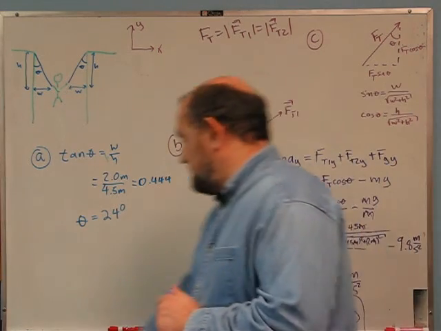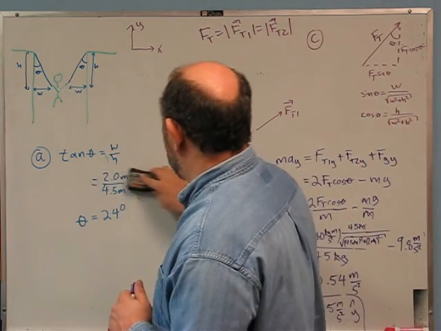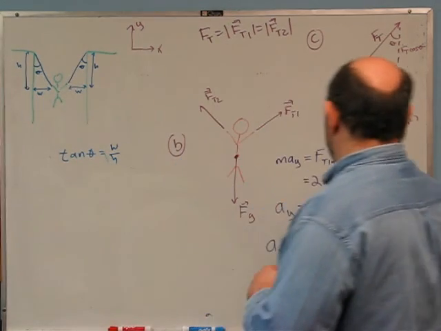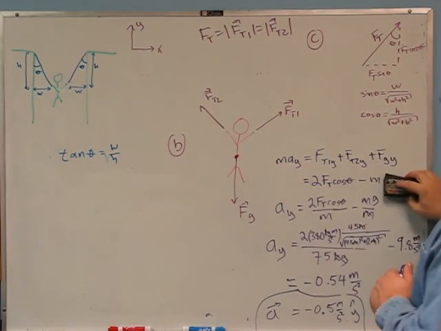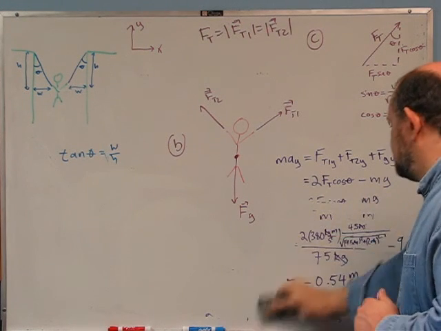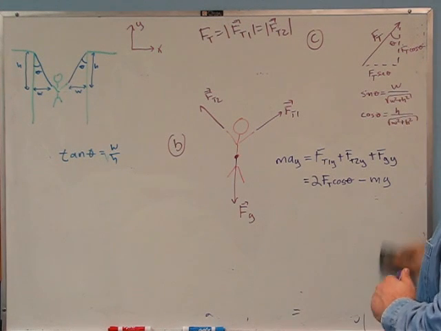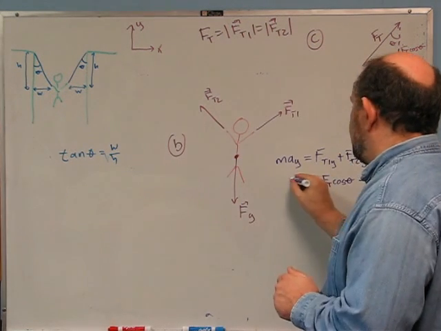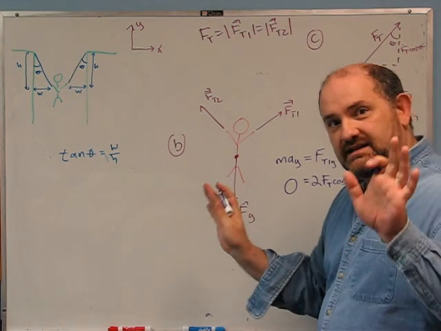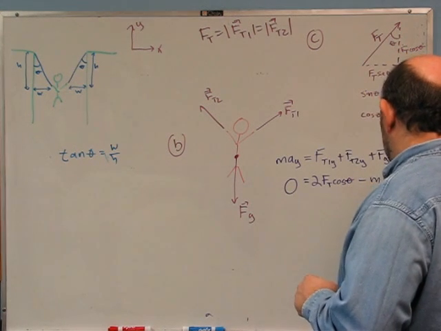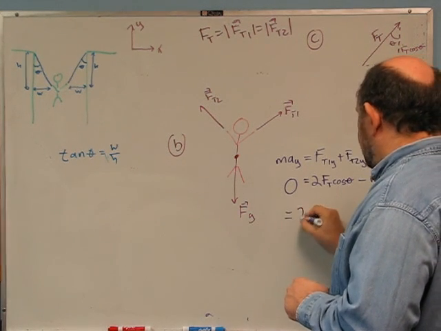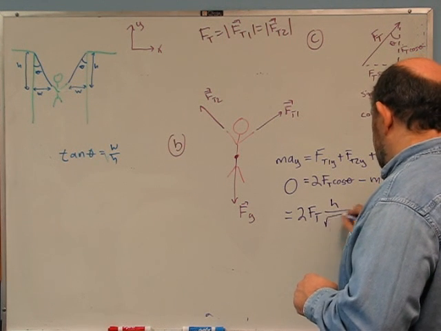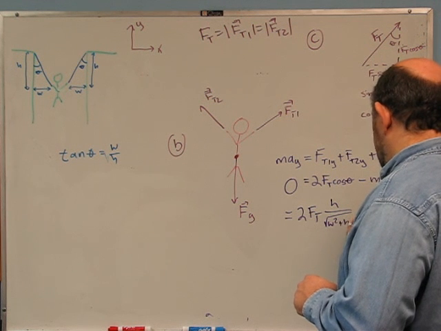So what we're going to do now is h is no longer 4.5 meters, so theta is no longer that. It's still the same free body force diagram. It's still this. But now we want him to hang at rest. So we want the acceleration to be zero, meaning if he's at rest and he stays at rest, there's no acceleration. What I'm after is h, so I'm going to plug in now FT cosine theta is h over the square root of w squared plus h squared.